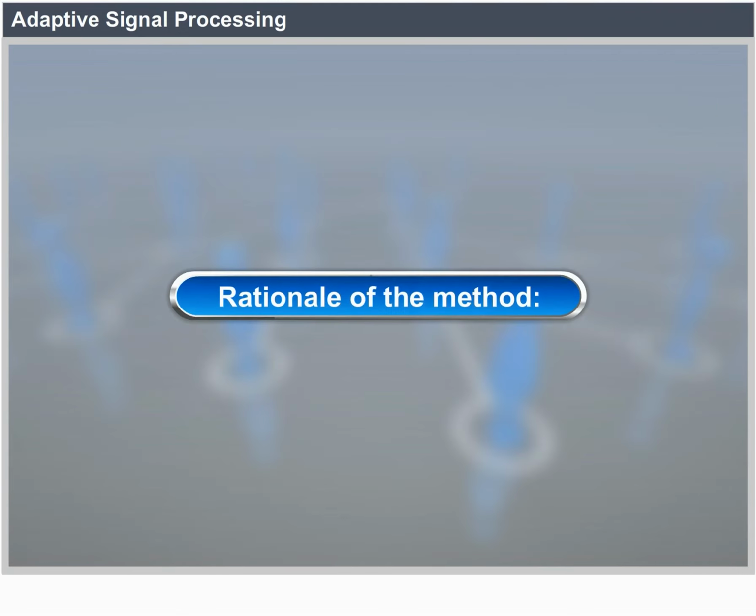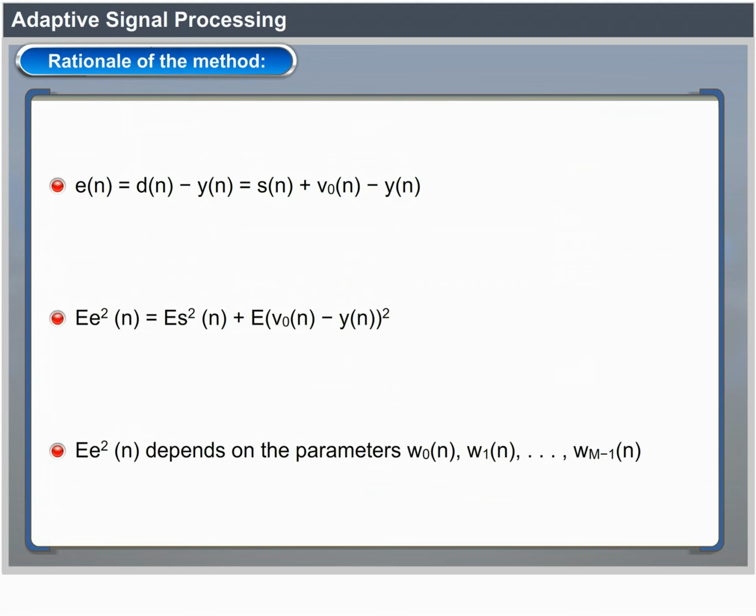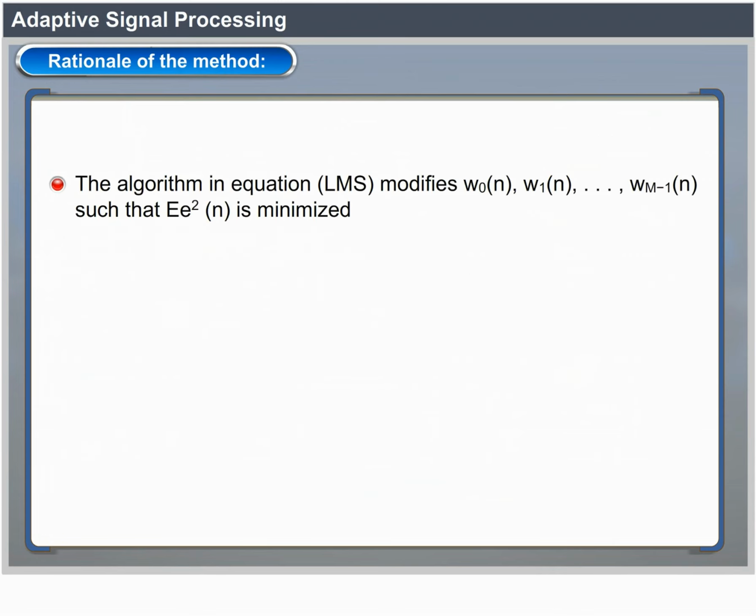Rationale of the method. E[n] = D[n] - Y[n] = S[n] + V0[n] - Y[n]. E square[n] = Es square[n] + (E[V0[n] - Y[n]]) whole square. E square[n] depends on the parameters W0[n], W1[n], etc., Wm-1[n]. The algorithm in equation LMS modifies W0[n], W1[n], etc., Wm-1[n] such that E square[n] is minimized.